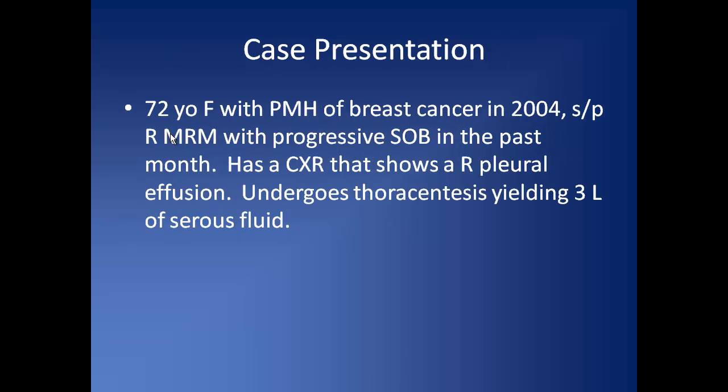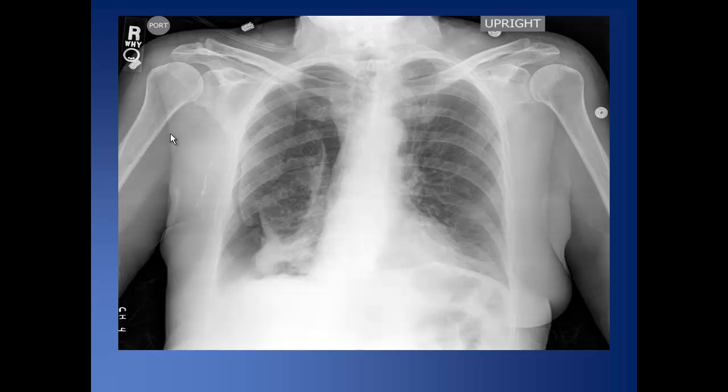So this is a 72-year-old female who I saw in consultation, history of breast cancer in 2004, status post a right modified radical mastectomy, had progressive shortness of breath in the past month. She had a chest x-ray that showed a large right pleural effusion, underwent a thoracentesis yielding 3 liters of serous fluid. And this was her chest x-ray. So if you look at it, the lung is over here, and you're tracing it, and you see it over there. So it's read as a pneumothorax.